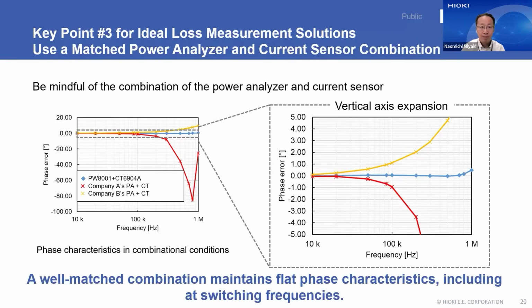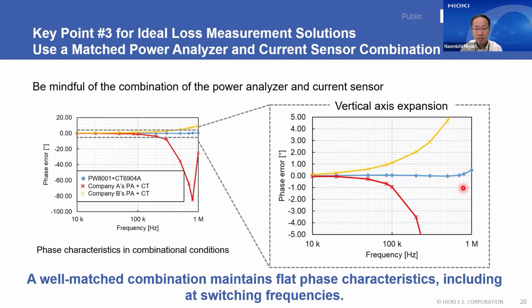Key point number 3. Consider the combination of power analyzer and the current sensor. When these two are designed as a matched pair, you can achieve flat phase characteristics across a wide frequency range, which, as we discussed, is critical for accurate inductor loss measurements. As shown in this graph, a well-matched combination maintains consistent phase performance even compared to solutions from other manufacturers.